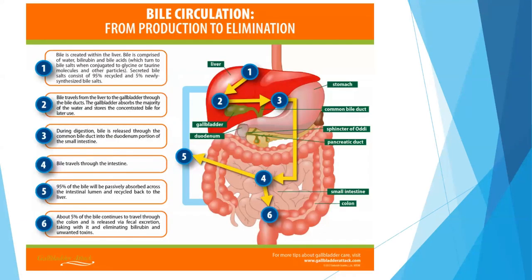Now, we just go through from the very simple towards the complex one in my lecture. So here we will discuss the bile circulation from production to elimination. Bile is created within the liver, and bile is comprised of water, bilirubin, and bile acids, which turn to bile salts when conjugated to glycine or taurine. Secreted bile salts consist of 95% recycled and 5% newly synthesized bile salts.